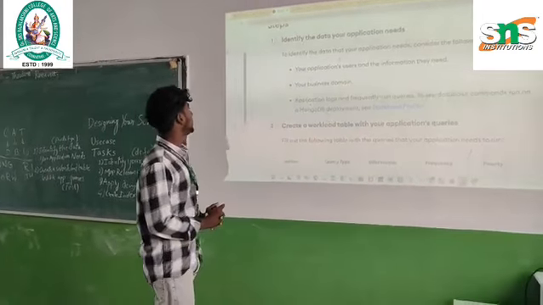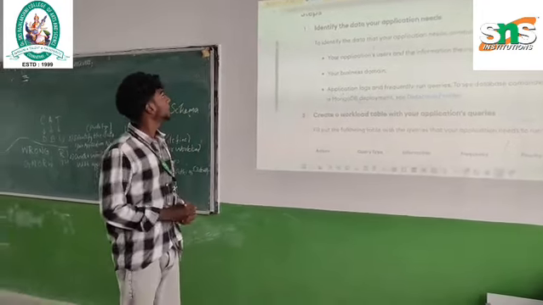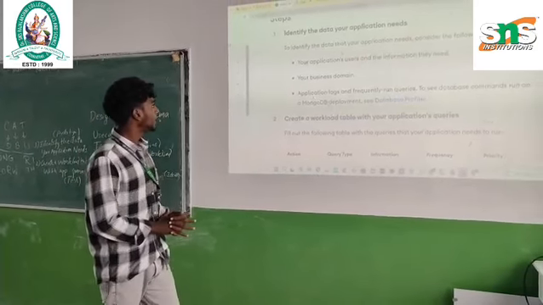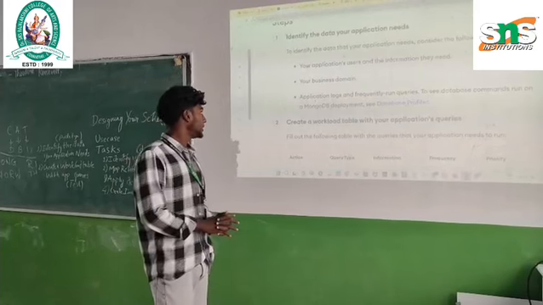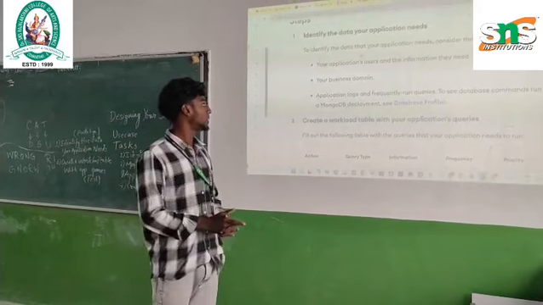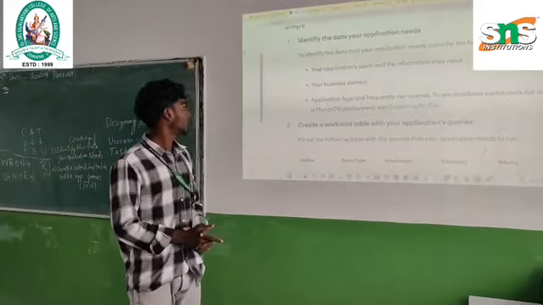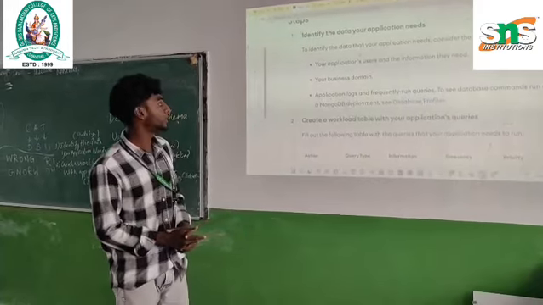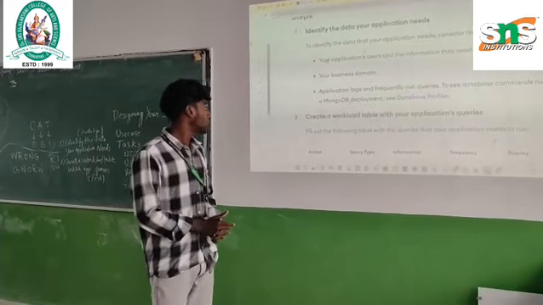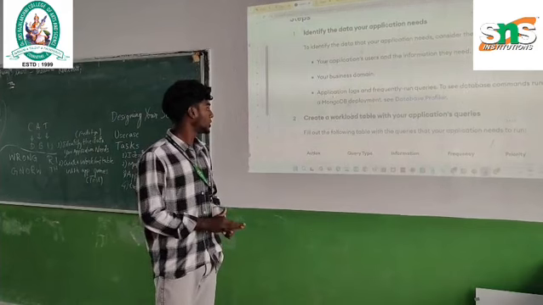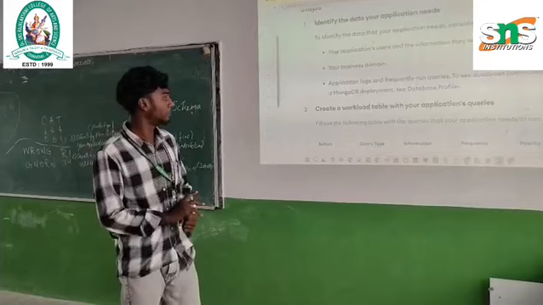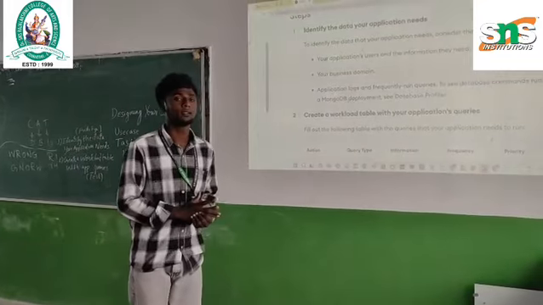In the schema design process, there are two steps. Identify the data your application needs: your application's users and the information they need. Your business domain determines which queries your application frequently runs. Create a workload table with your application queries. There are 5 columns: action, query type, information, frequency, and priority.